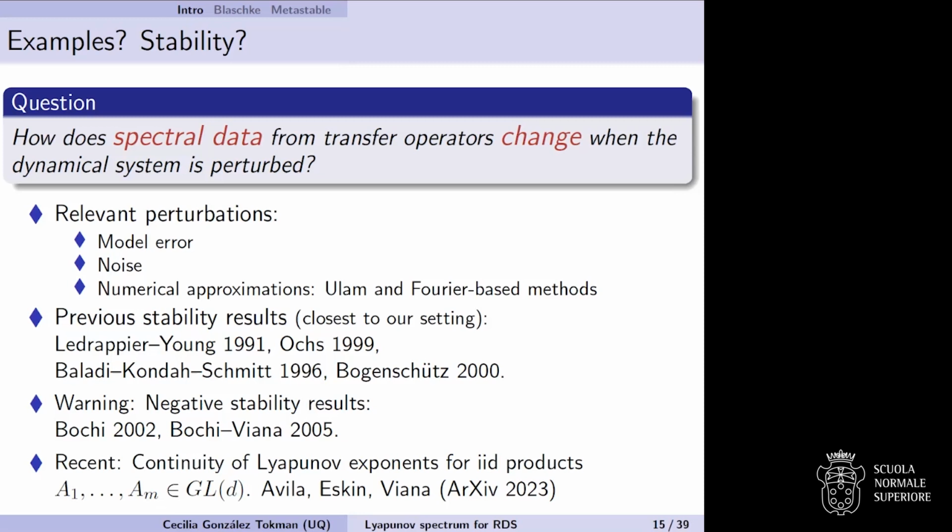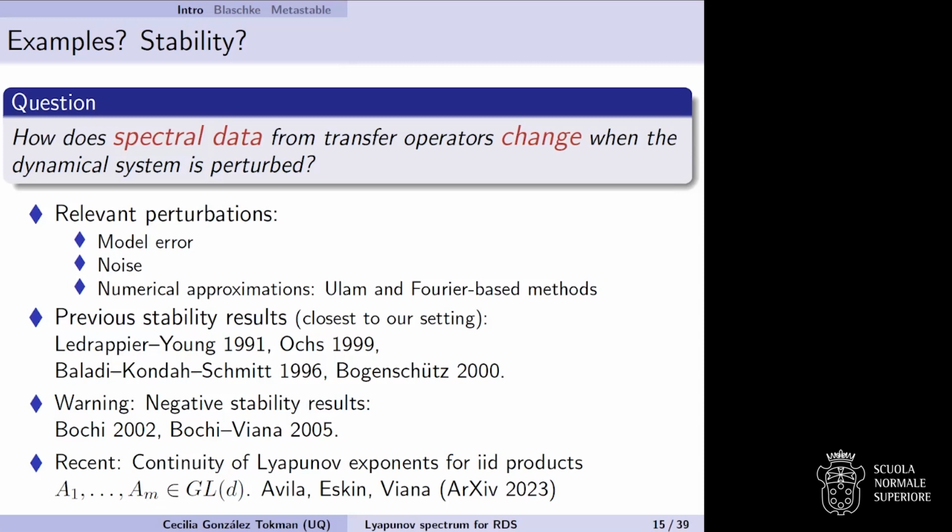So of course, in the autonomous case, there's quite a bit known. There's, for instance, the book by Kato, but in the context of quasi-compact operators, there's the result by Keller and Liverani in 1999 giving stability. In the case of random dynamical systems, there are some results by Ledrappier and Young in the 90s about IID perturbations of invertible matrix cocycles. Ox has a result relating stability of Lyapunov exponents and Oseledets spaces.